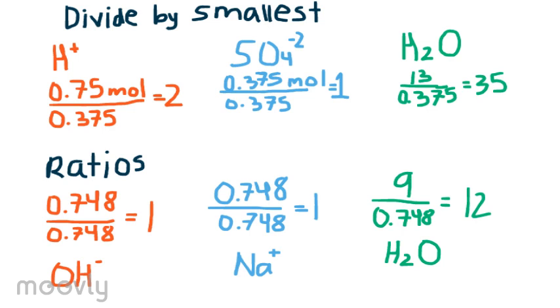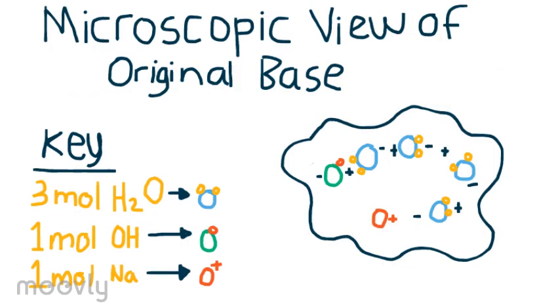Now do the same for the base. In this case, the smallest amount of moles is 0.748 moles, so divide 0.748 moles by 0.748 moles, which equals 1 of OH. Now for Na, do 0.748 divided by 0.748, which equals 1. And then do the same for H2O, which has 9 moles divided by 0.748, which equals 12. Now that the ratios have been found, we are ready to draw the microscopic views.